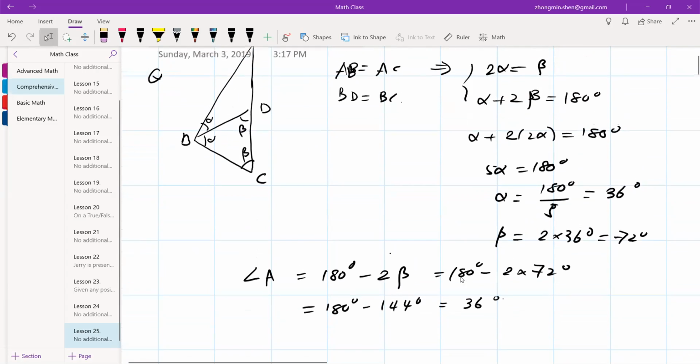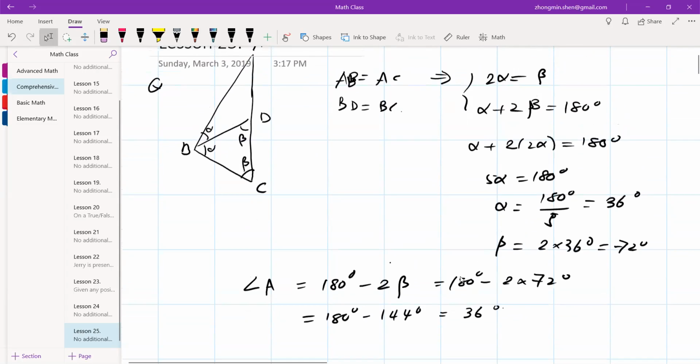So you draw the picture, and there are two important facts you have to know. If it is an isosceles triangle, then the 2 base angles are identical. And another fact you should know is the sum of the 3 angles inside a triangle must be equal to 180 degrees.